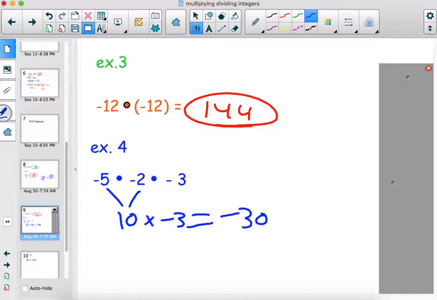Alright, good. So now it becomes a positive times a negative, which is -30.